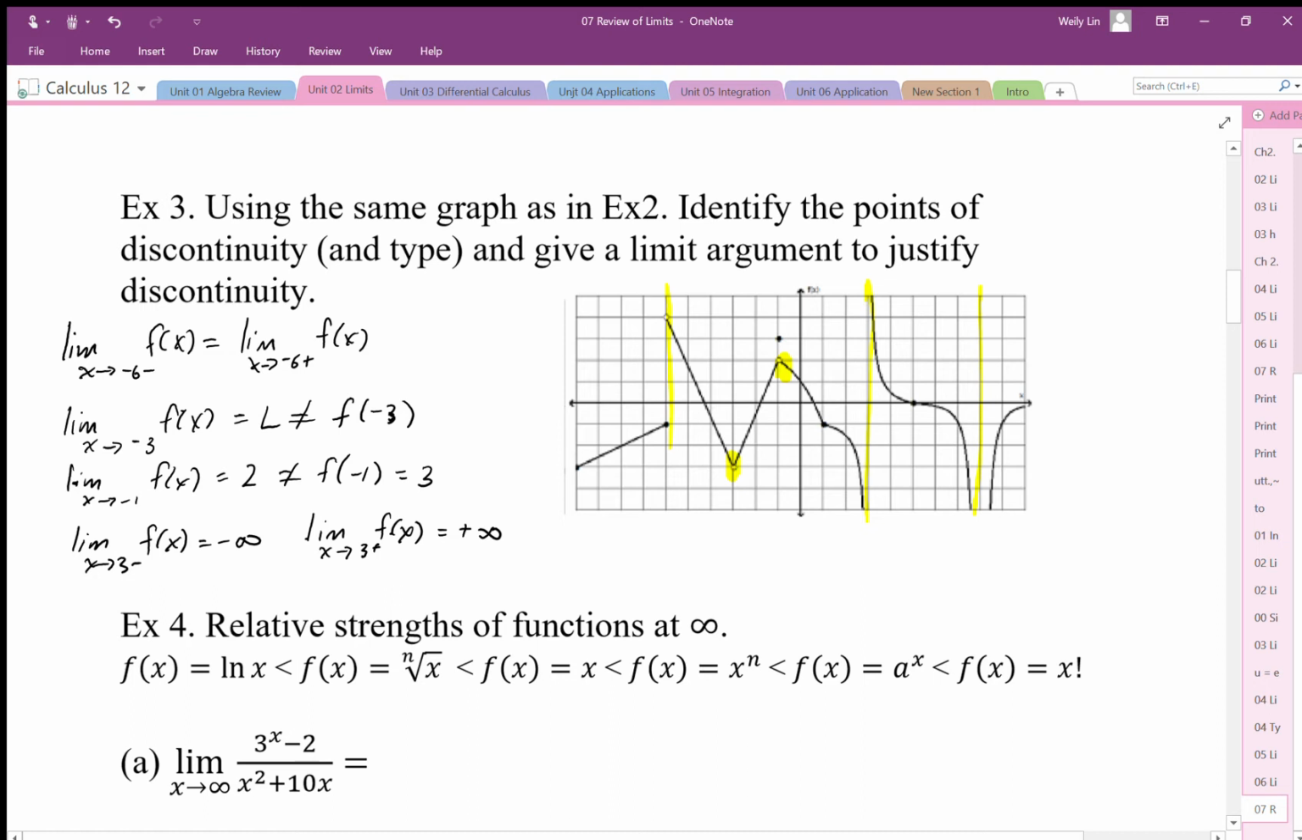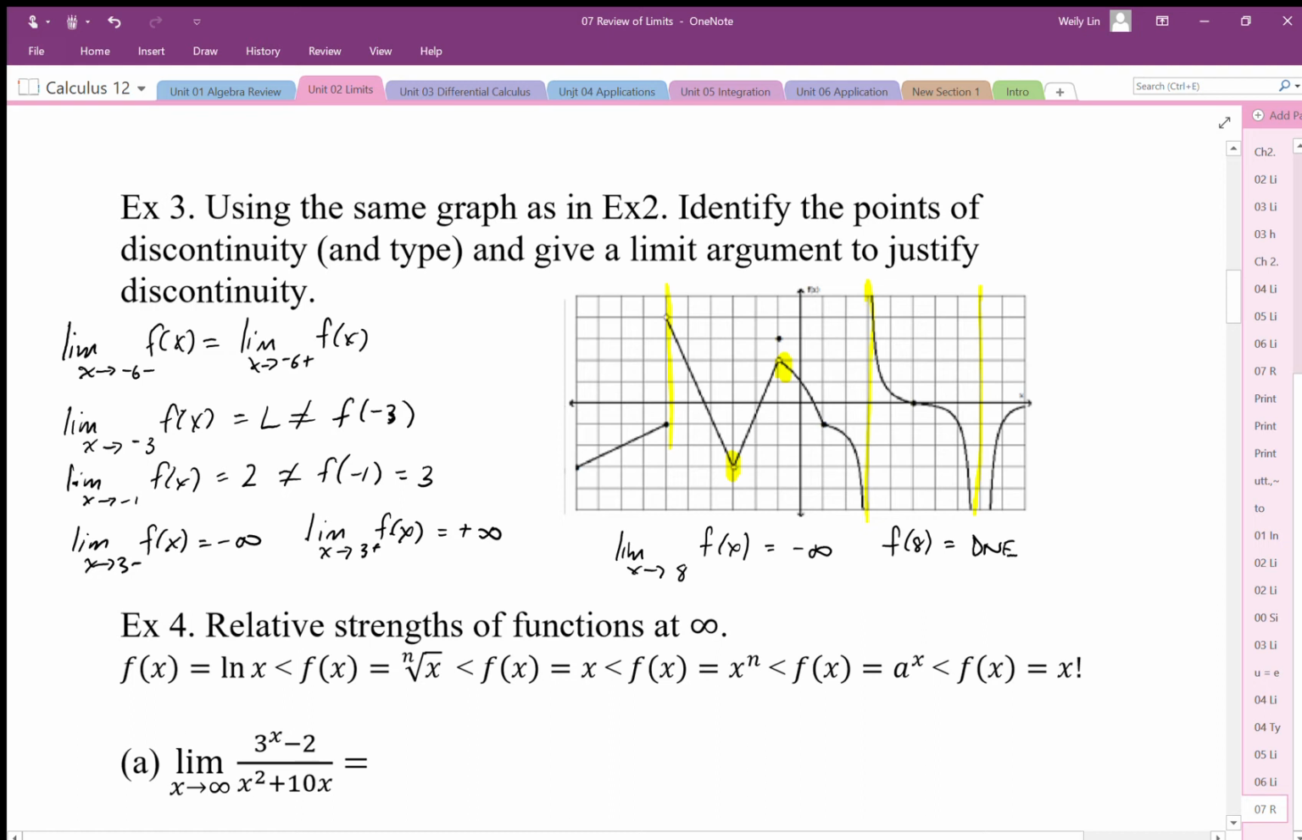And lastly, this one here, we can just say that the limit as x approaches, what's that, 3, 4, 5, 6, 7, 8, as x approaches 8 of f of x is equal to negative infinity. But we have to kind of clarify that f of 8 does not exist. Okay, and this indicates that there is an infinite discontinuity there.